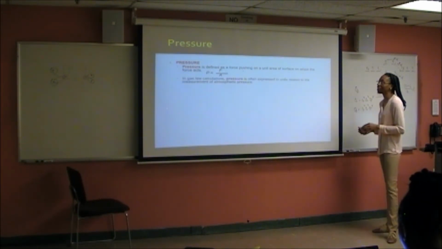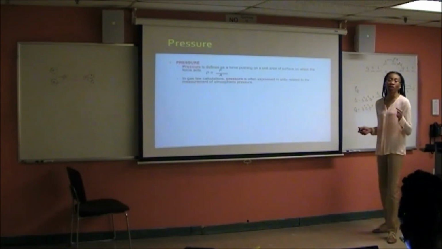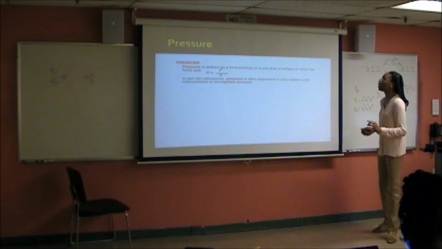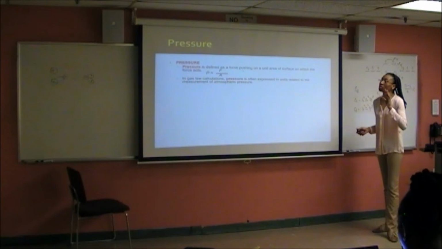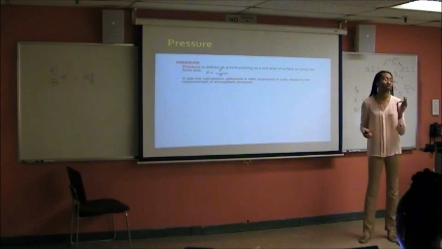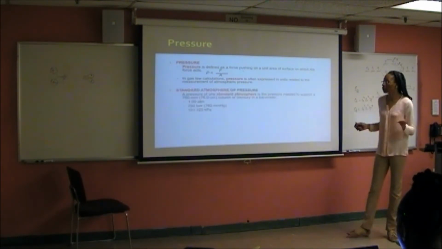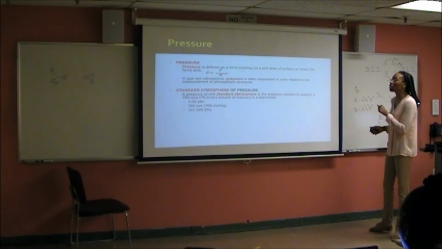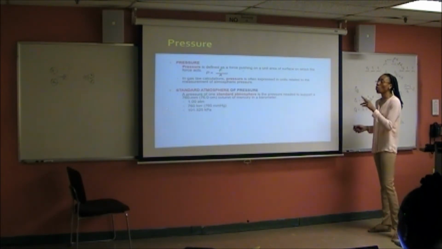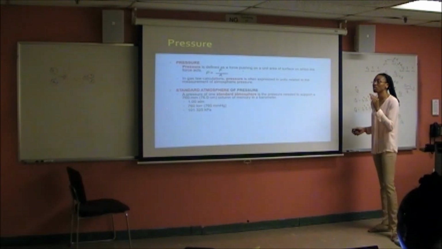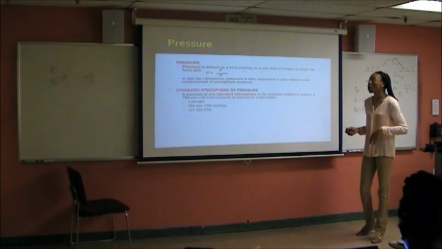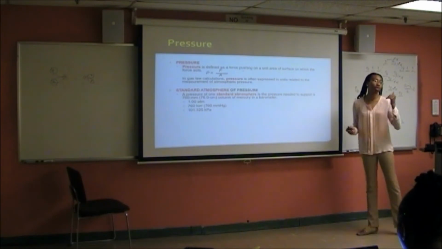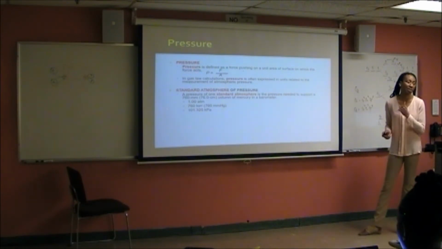Now, when we're working with gas laws, pressure is measured in atmospheres. We know this, right? So your standard atmospheric pressure is 1 atm or 760 torr or 760 millimeters of mercury or 101.325 kilopascals.